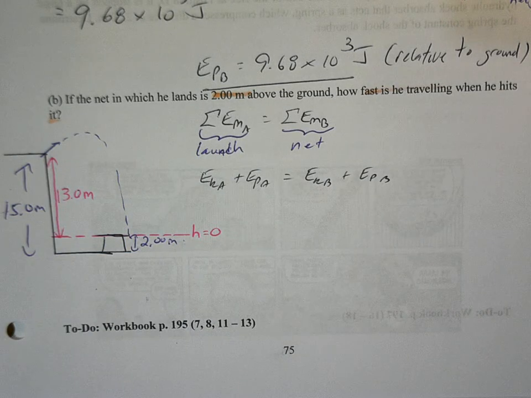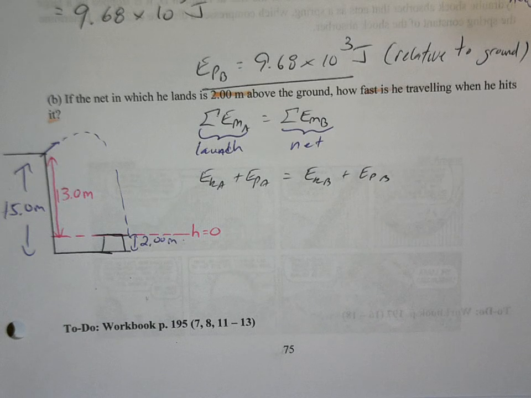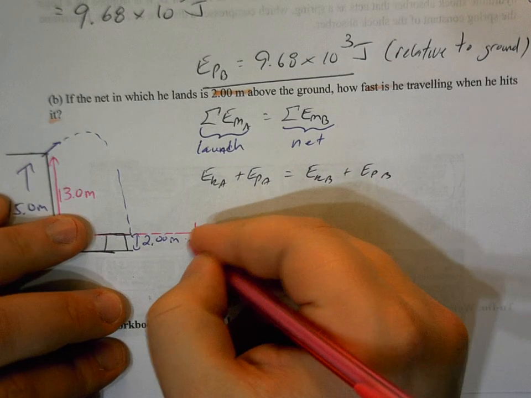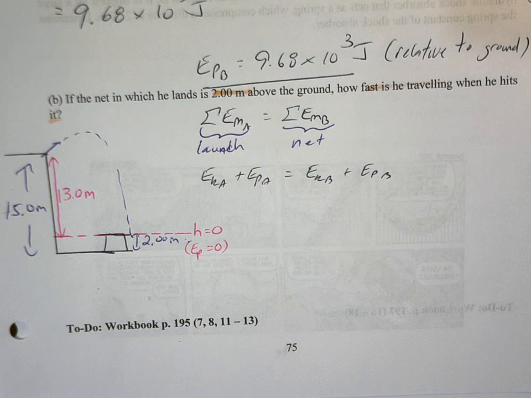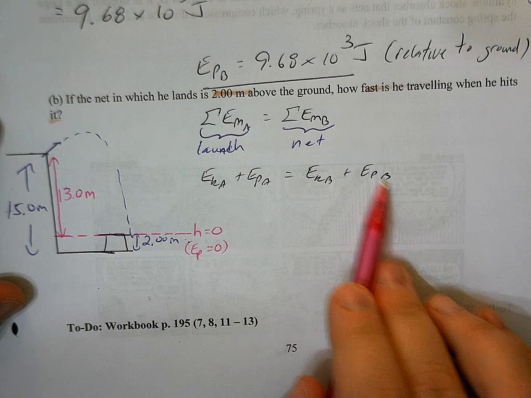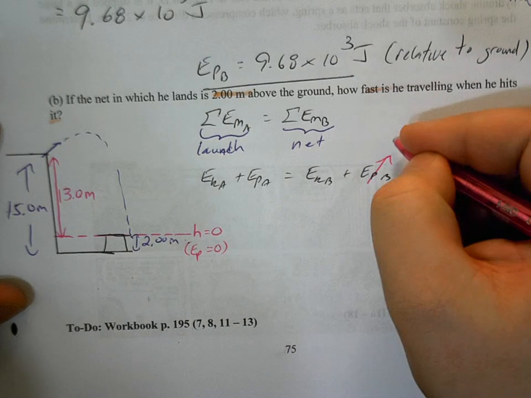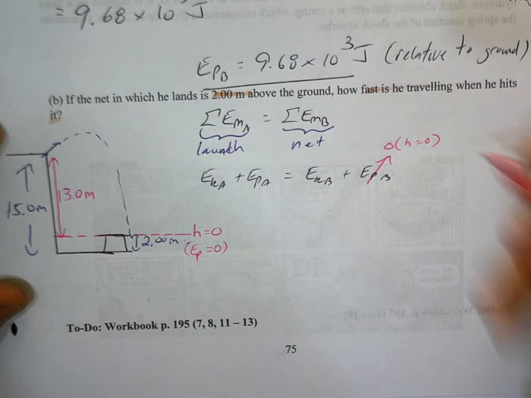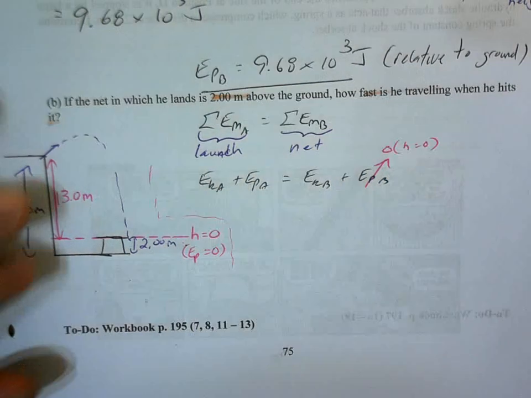Why would we do that though? Well, the reference point where I set the height equal to 0 also allows us to set the gravitational potential energy at 0. So E_PB, this potential energy at the net, with our choice of reference, we're going to set that to 0. That is why we do that. It makes life a lot easier for us.